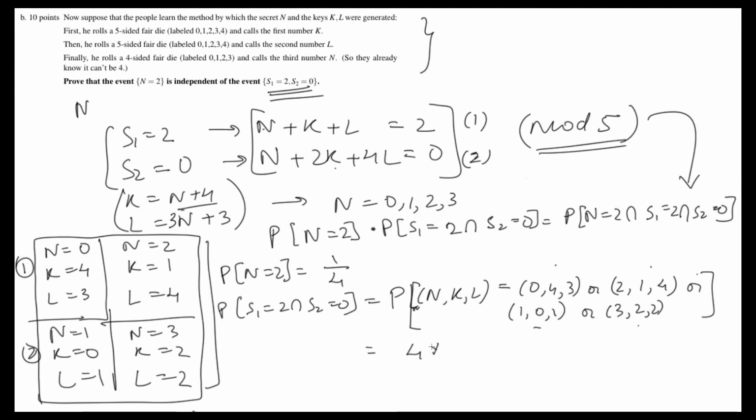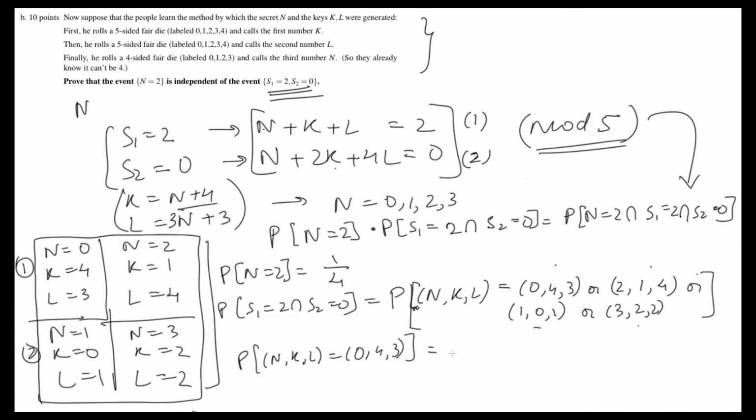So because N, K and L are generated independently, each and every one of these values should have the same probability, right? Let's just actually calculate it out. Let's go ahead and compute the probability that (N, K, L) is equal to 0, 4, 3.